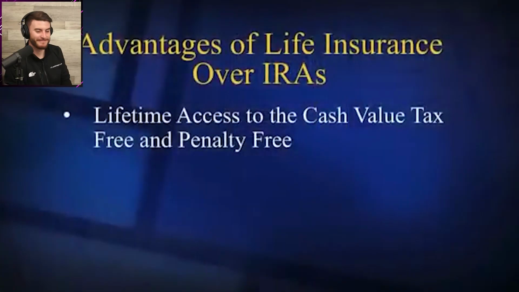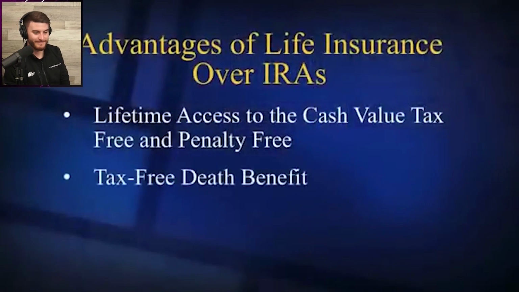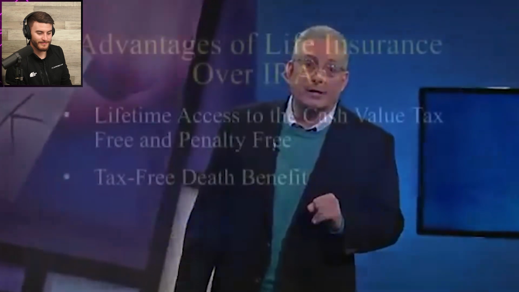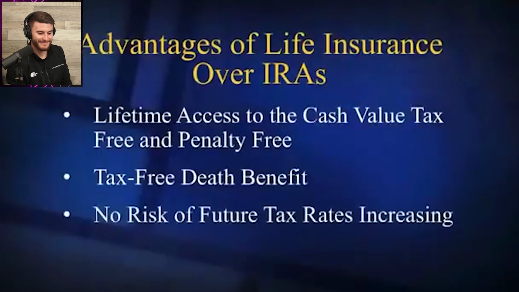Also with an IRA, after you're 70 and a half, you're forced to withdraw and pay taxes whether you like it or not. Life insurance provides a tax-free death benefit, income tax-free, estate tax-free too if owned properly. And with life insurance, there's no risk of future tax rates increasing. I mean, they could increase, you just don't care. Just so you know, the Roth IRA also provides this benefit. The reason you don't care is because why would you care about taxes if it's all tax-free?